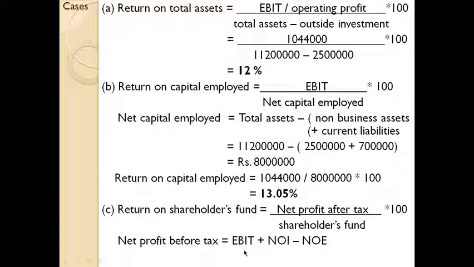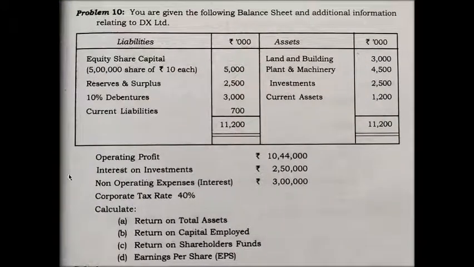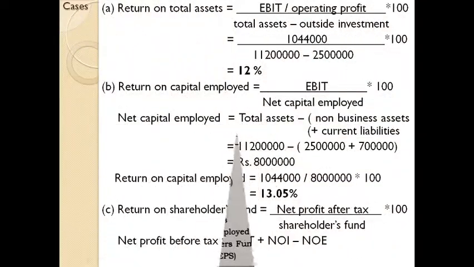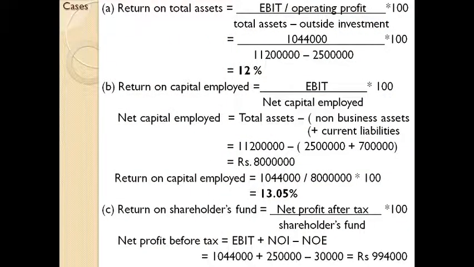Earnings before interest and tax is already given in the question, and regarding non-operating income and non-operating expenses, both items are already given in the question. See here, interest on investment is a non-operating income, and non-operating expenses include 3 lakhs. So just take the two amounts, and substituting them in the equation, you will get 9,94,000 as net profit before tax. In the equation the numerator is net profit after tax, and we have computed the net profit before tax.